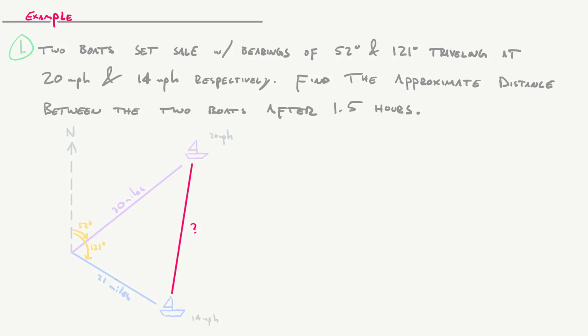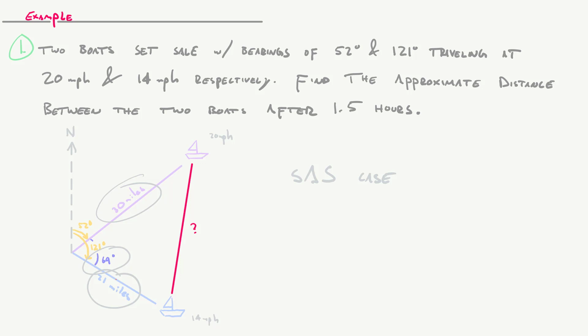Okay, so we have this situation, and we should probably also figure out what this angle is, because we can. If we subtract the 52 degree angle from the 121 degree angle, we get the interior angle of the triangle here, which is 69 degrees. So if you notice, we have a side angle side situation, a side angle side case.